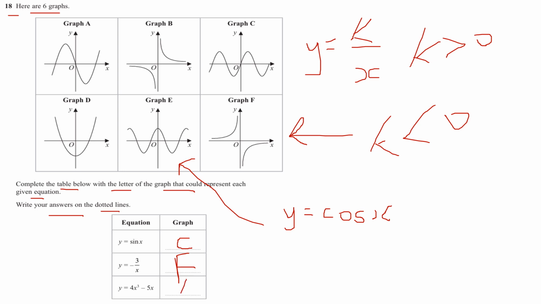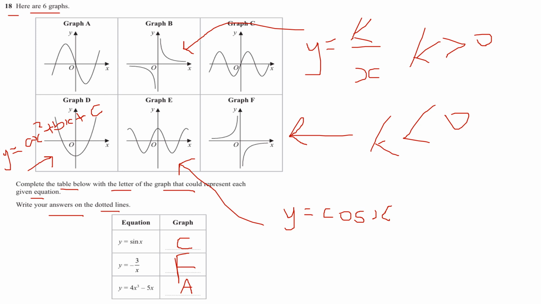Similar to a sine type wave. Graph D is what I call a quadratic, so it's in the form y equals ax squared plus bx plus c. And then a cubic graph here, kind of like a sideways S, you could say. Okay, obviously graph C is my sine graph. Graph A is a cubic graph.